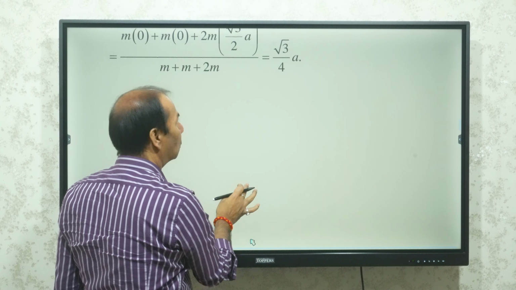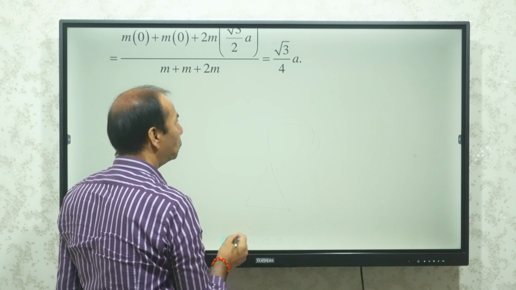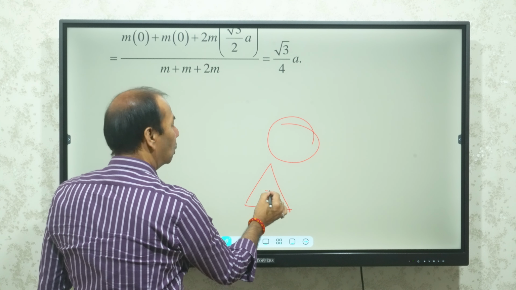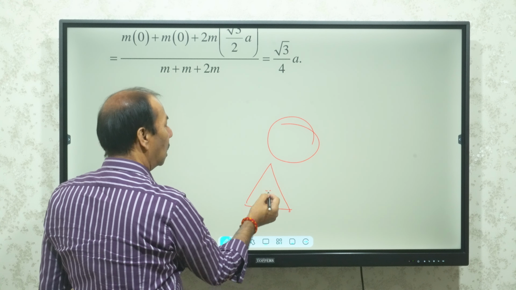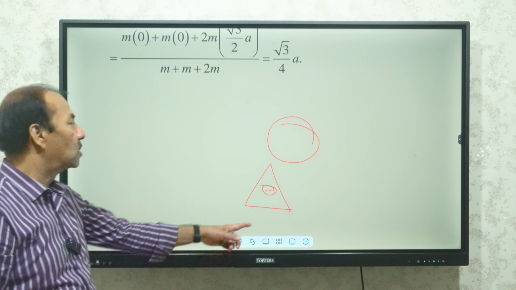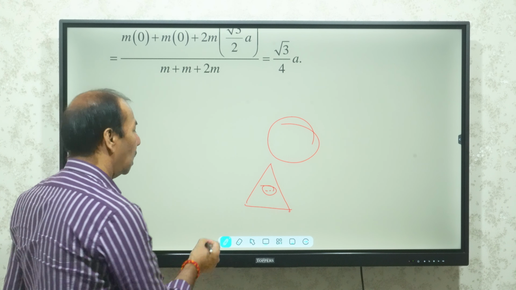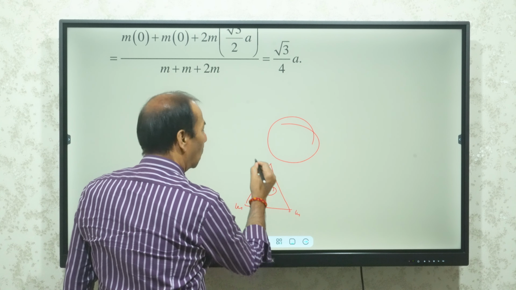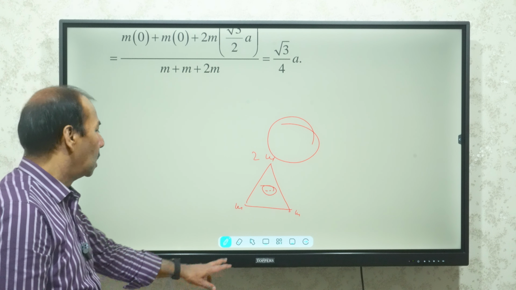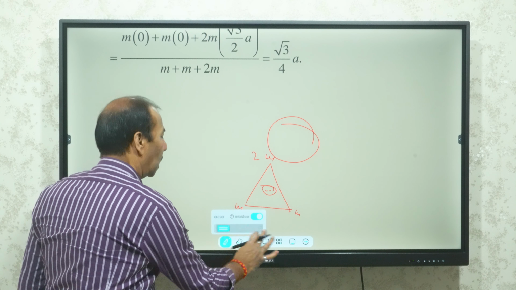So here if you consider A by 2 and root 3 by 4 A, somewhere here we will have the location of the center of mass of this entire system carrying the masses m as well as 2m. I hope this is clear. So now we can consider the next question.